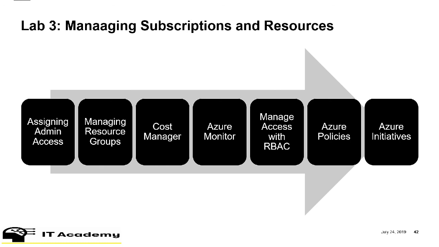The first one, we're going to assign administrative access. We're then going to create some resource groups and use them to delegate administrative controls. We're going to implement and configure Azure Cost Manager and use that to create some reports around spending and consumption. We're then going to configure Azure Monitor and use that to centrally log all of our performance and audit data into one place and to provide alerts based on that.